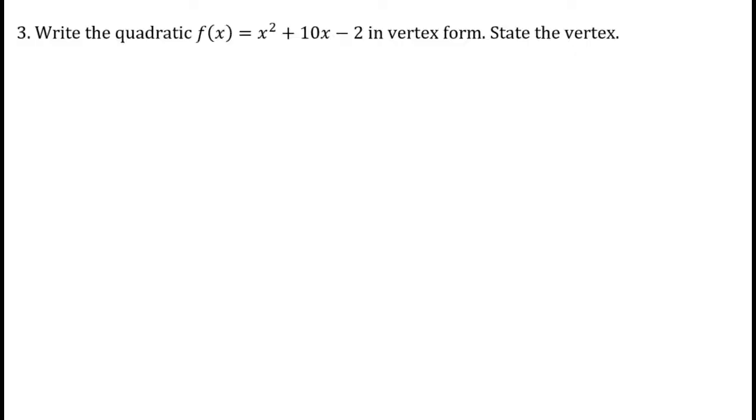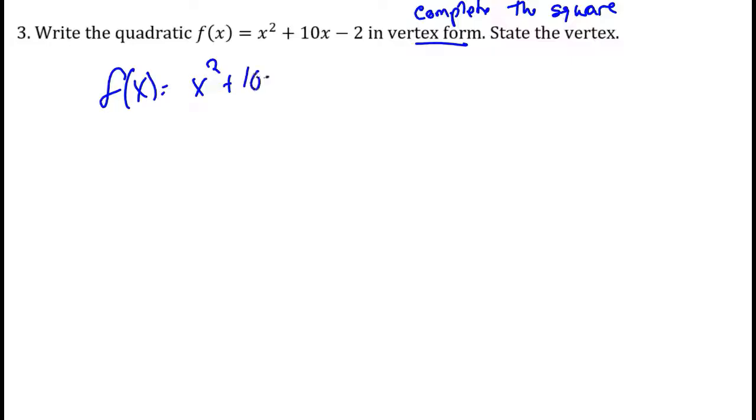3. Write the quadratic f of x equals x squared plus 10x minus 2 in vertex form. So to change from standard form to vertex form, we need to complete the square. And I need to state the vertex. So, if f of x equals x squared plus 10x minus 2, I really care about this portion here.